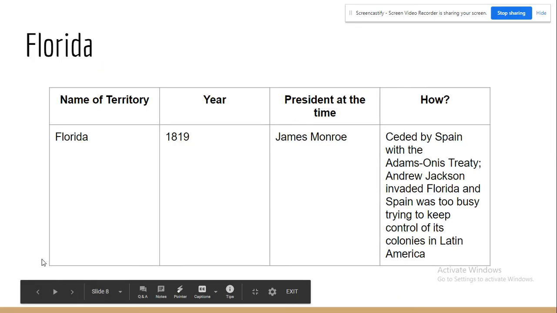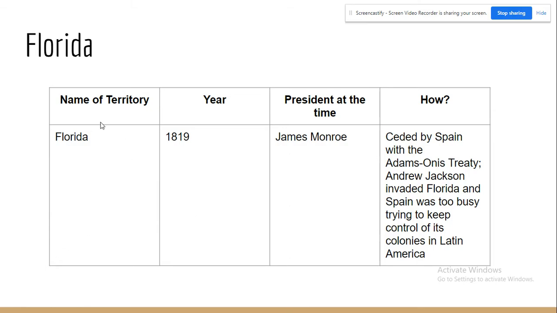So flipping to the back side of your map, you'll fill in the table with the following information. The name of the territory is Florida. The year that we acquired it is 1819. The president during this time period was James Monroe. Now, this land was ceded or given to us by Spain through the Adams-Onis Treaty.